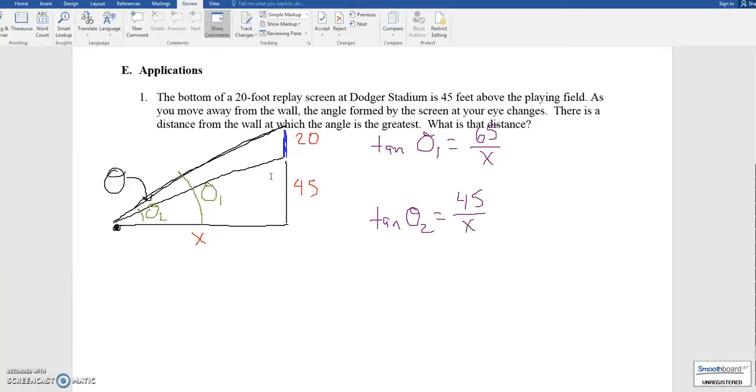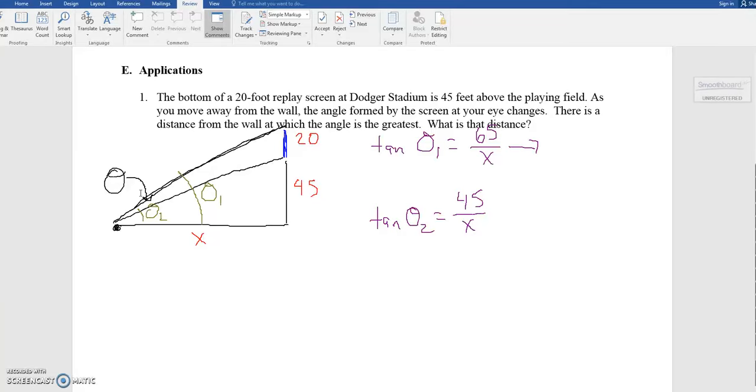Okay, so what I want to do here, I want to find a way to represent theta. To do that, I need to take both of these ideas and solve for theta sub 1 and theta sub 2. And if I subtract those two angles, I will have represented theta here. So how can I go about doing that?